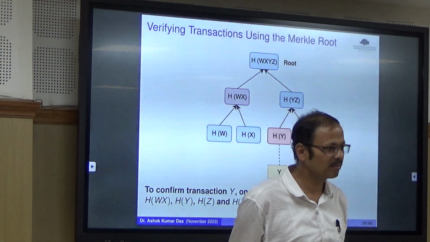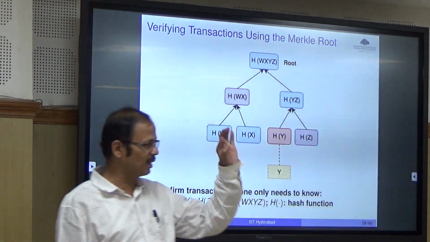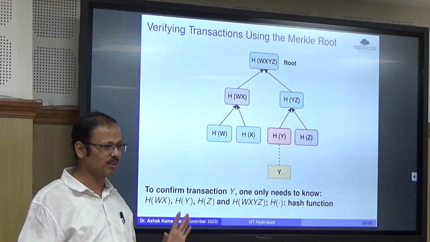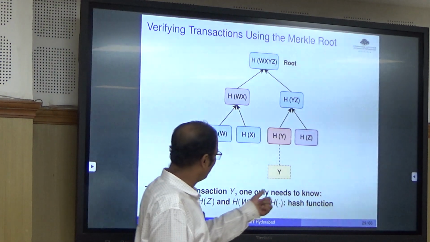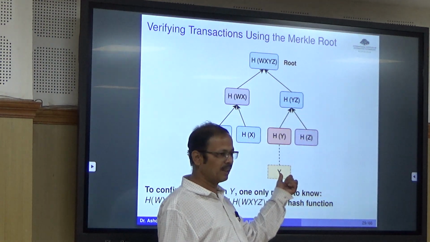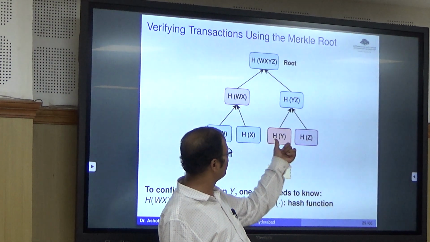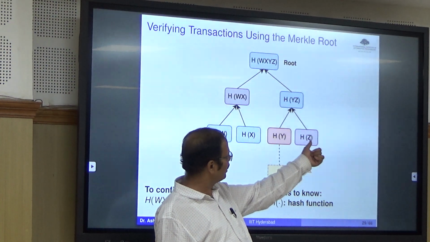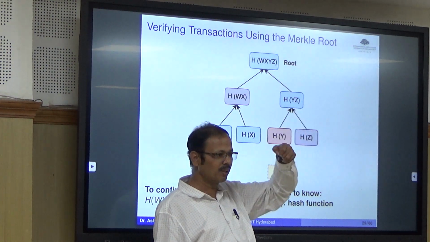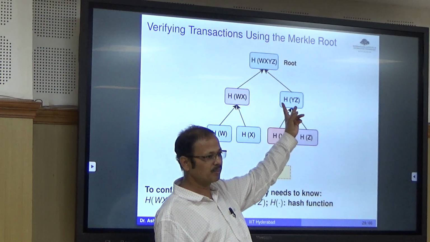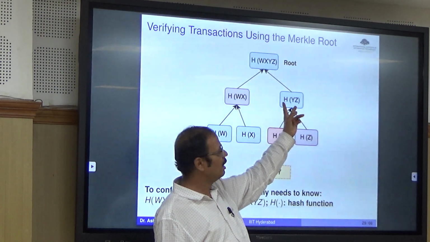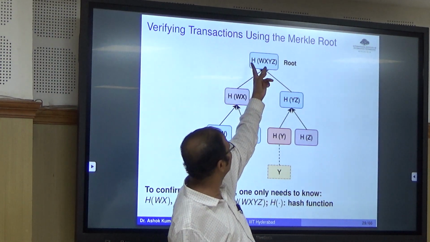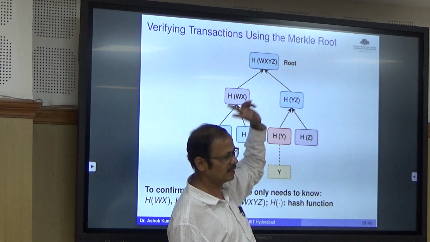So then what do you do? Note that you have that pointer to the tree in the block also, so you have access to the tree also. Right? So to verify transaction Y, you simply compute the hash of Y. Without recomputing the hash of Z, because the hash of Z can be accessed from the tree, you compute the hash of Y. And without recomputing the hash of W X, because you can access it from the tree, you compute the root value, the hash of W X Y Z.